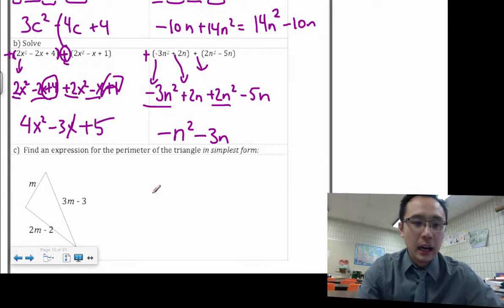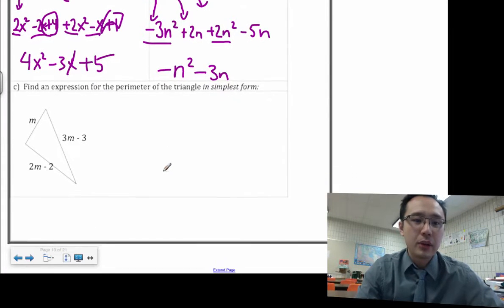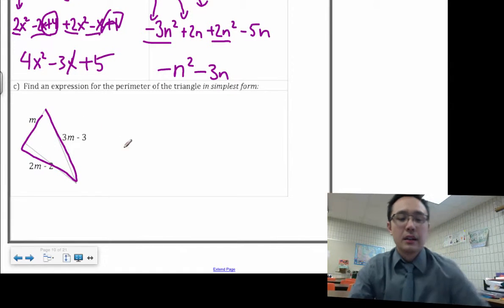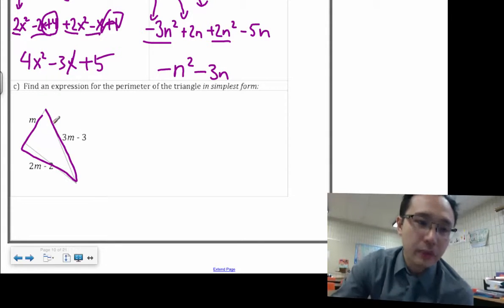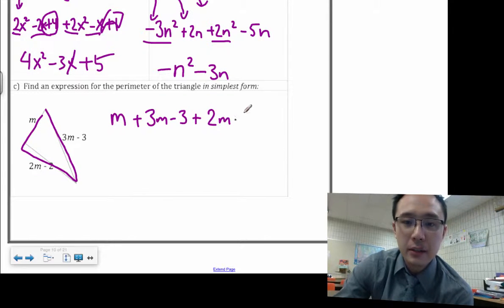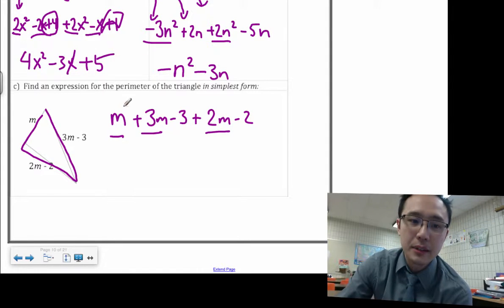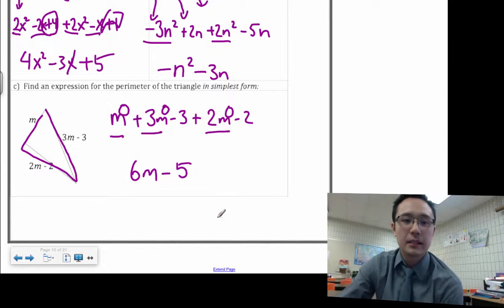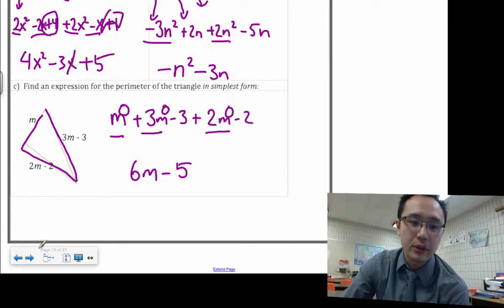There you go. Letter C, find an expression for the perimeter. So perimeter is all around the triangle. In simplest form, basically you need to find the total of the perimeter. So that means m plus 3m minus 3 plus 2m minus 2. Combine like terms. This is a like term, again because they have the same exponent, same exponent, same letter. So 1 plus 3 plus 2, that's 6m minus 5. That's my perimeter expression.